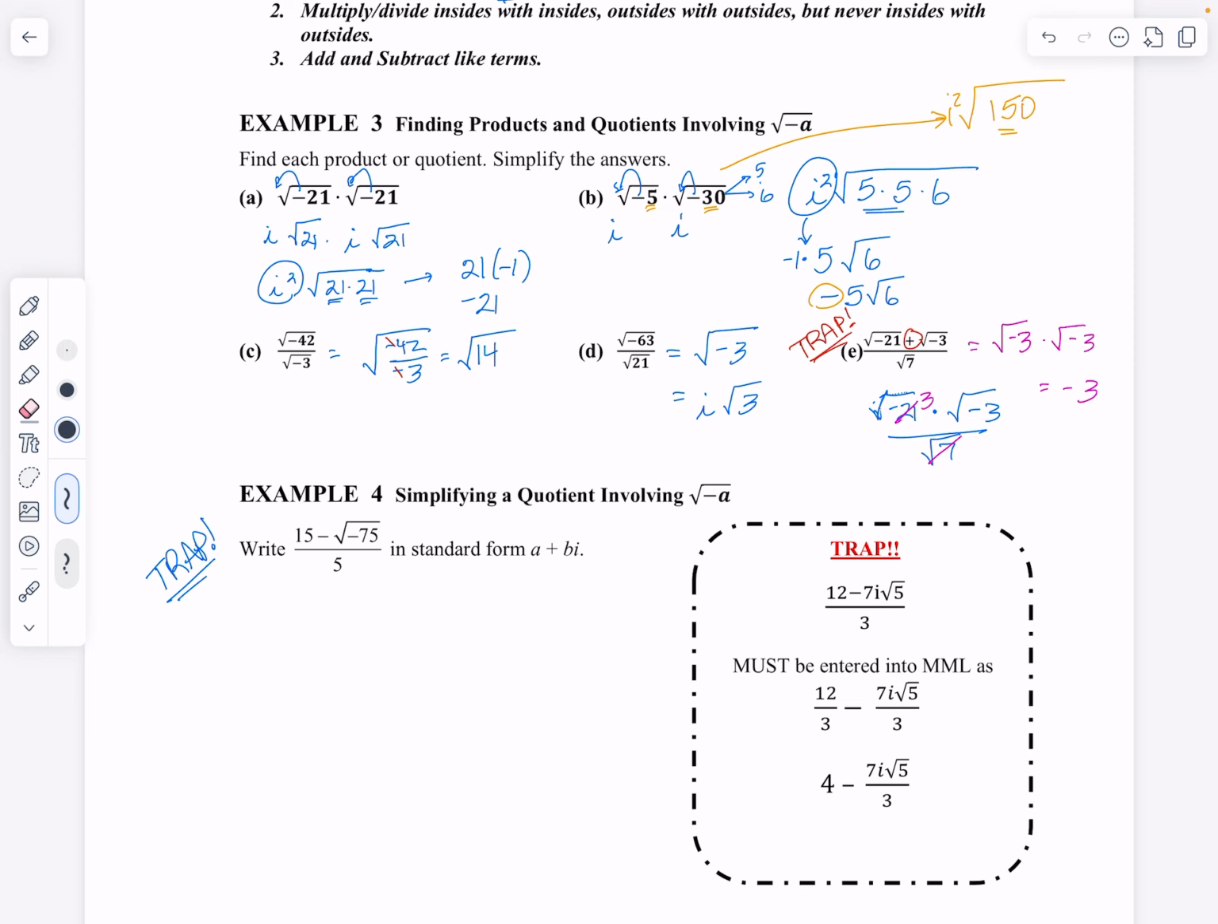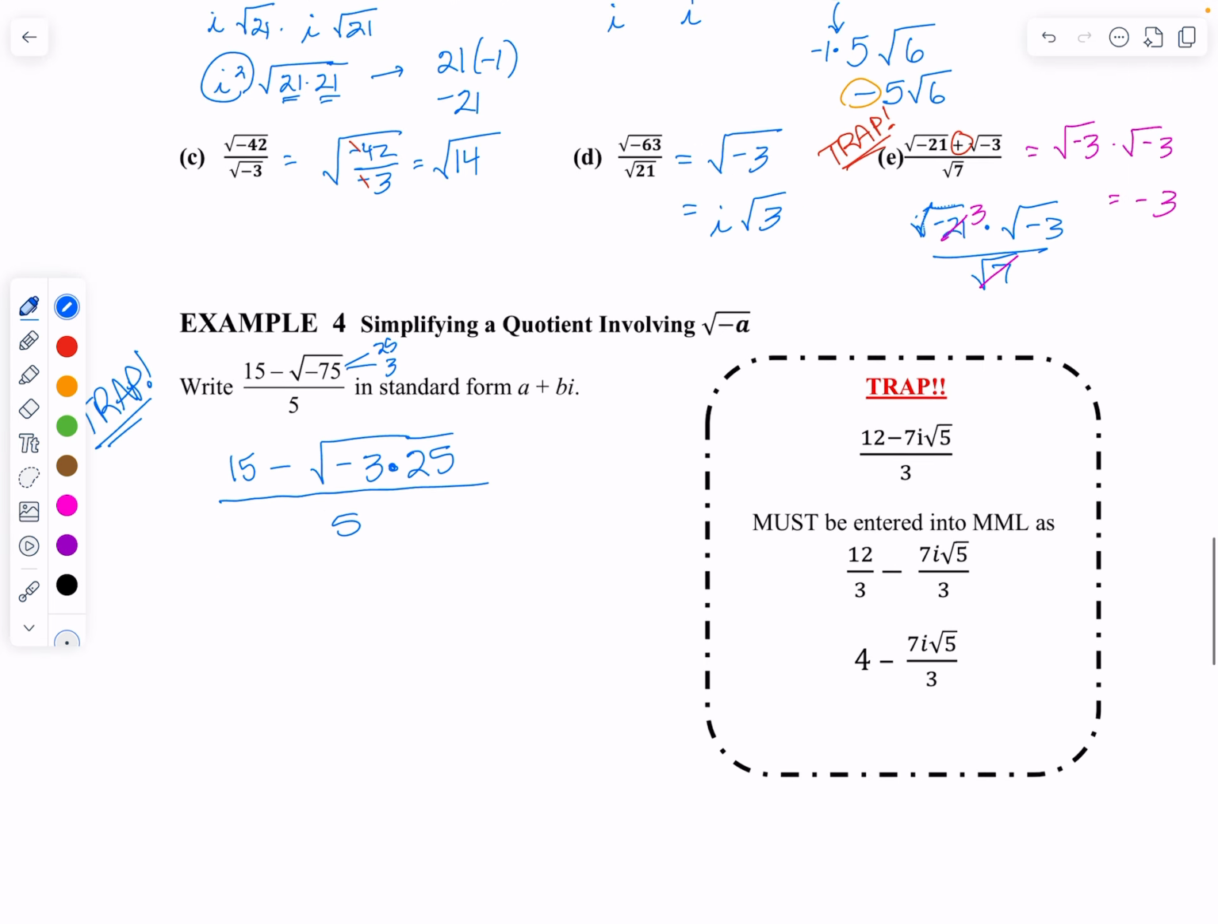Okay, so if you can't do that, what is the next step? What can we do? So we can do this part right there. I'm going to simplify that as much as I can. So I'm going to leave my 15, my 75. That's just 25 and 3. So I'm going to separate that into negative 3 times 25, or you could put the 25 first. It doesn't matter. Okay, and you can do that in your head. You don't actually have to write it out. I just write it out in our notes to help us a little bit.